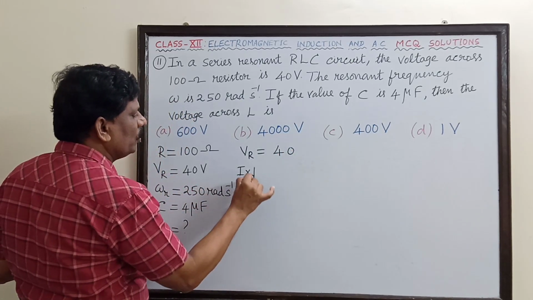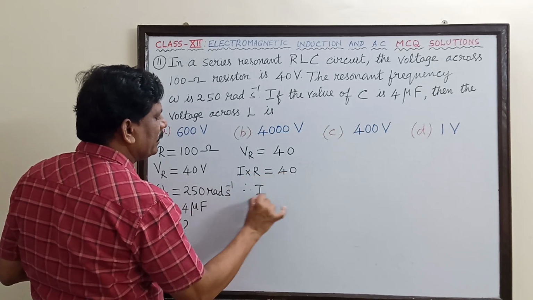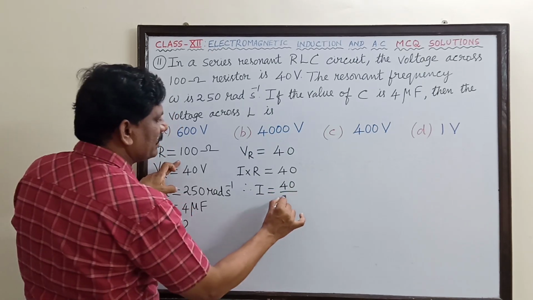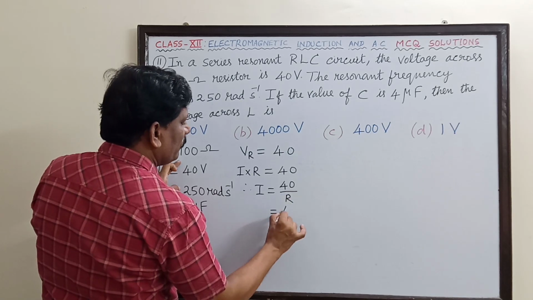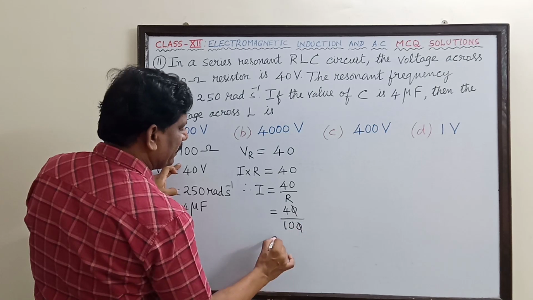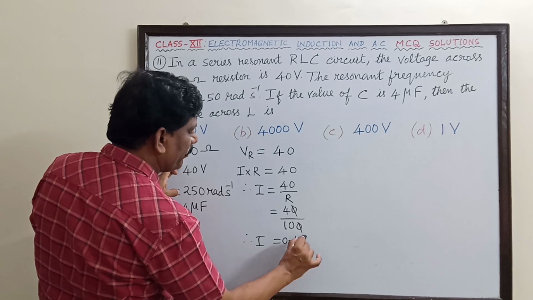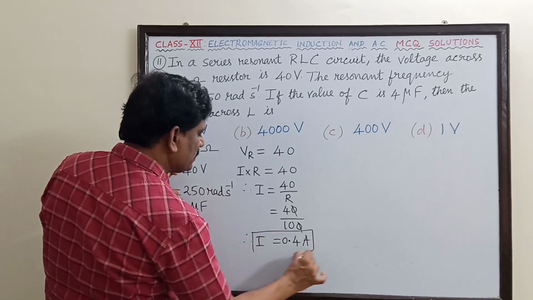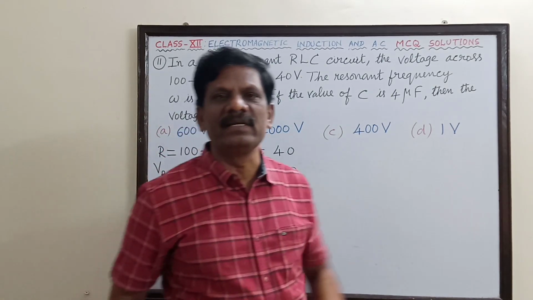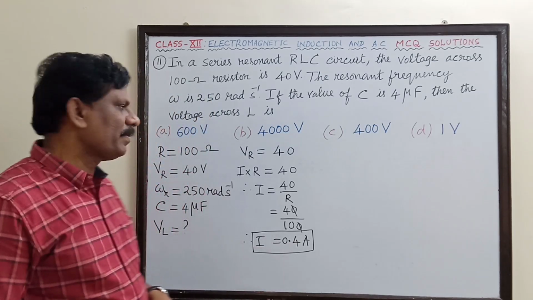So current I into resistance product is equal to 40. Therefore, the current I must be equal to 40 divided by resistance, which is 40 divided by 100, so 4 by 10. Therefore, current I is equal to 0.4 ampere. This is the first information we have to collect. The current flowing through the coil and capacitor also is I equal to 0.4 ampere.